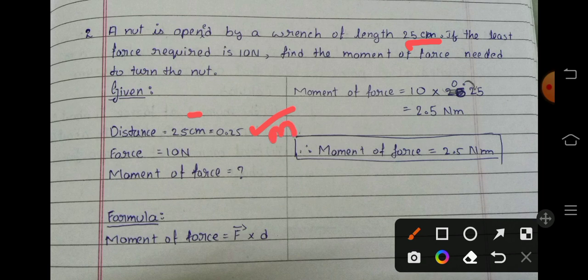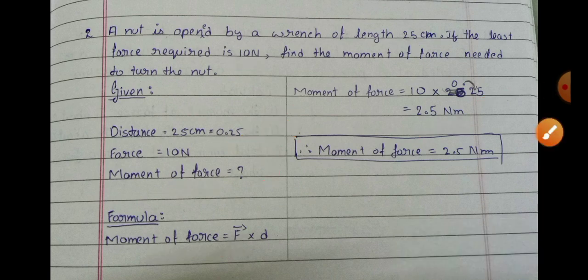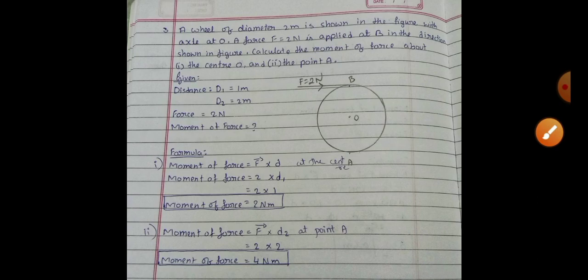Next, the least force is 10 Newton, which means force equals 10 Newton. Find the moment of force. So what we need to find here: moment of force equals question mark. As we know the formula, force into distance, substitute these values in this formula and you will get 2.5 Newton meter as the answer. That is the moment of force.